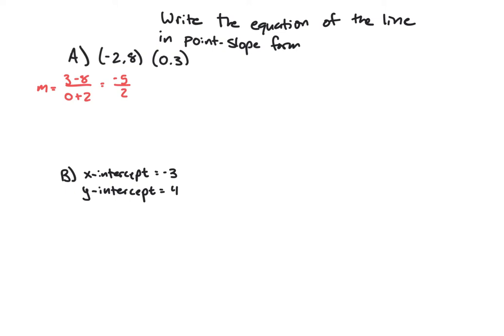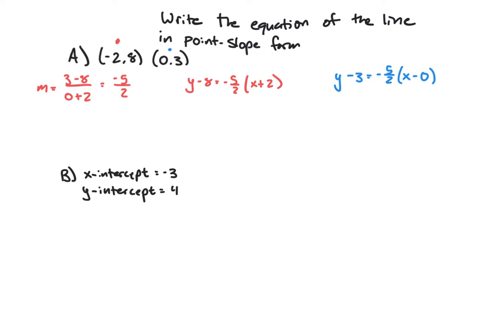Now I'm going to take this and write both forms of point-slope. Using the first point, y minus 8 is equal to negative 5 over 2 times x plus 2. And with the second one, y minus 3 is equal to negative 5 over 2 times x minus 0. Now we're going to rewrite both of these in slope-intercept form so that you can see they are indeed the exact same thing.